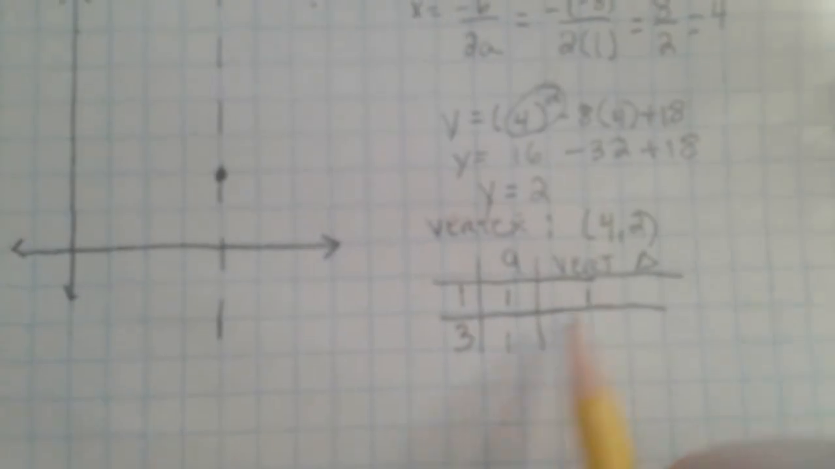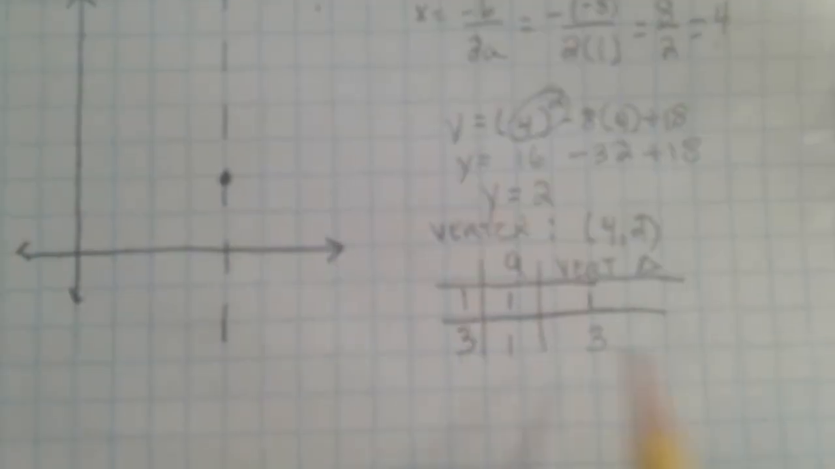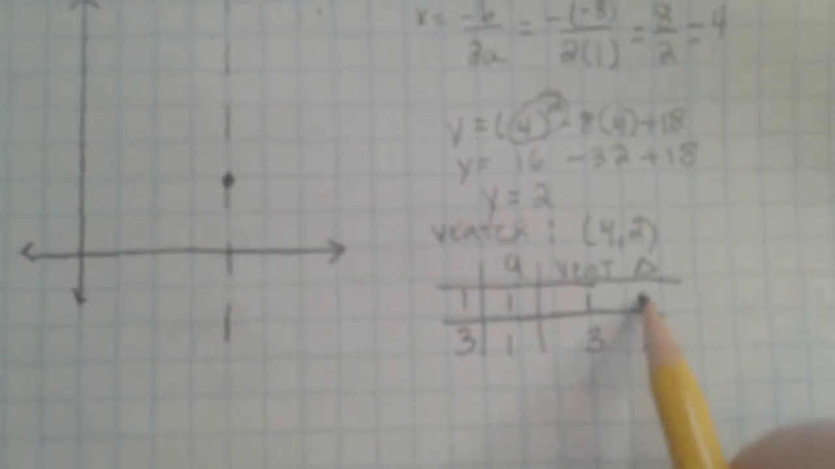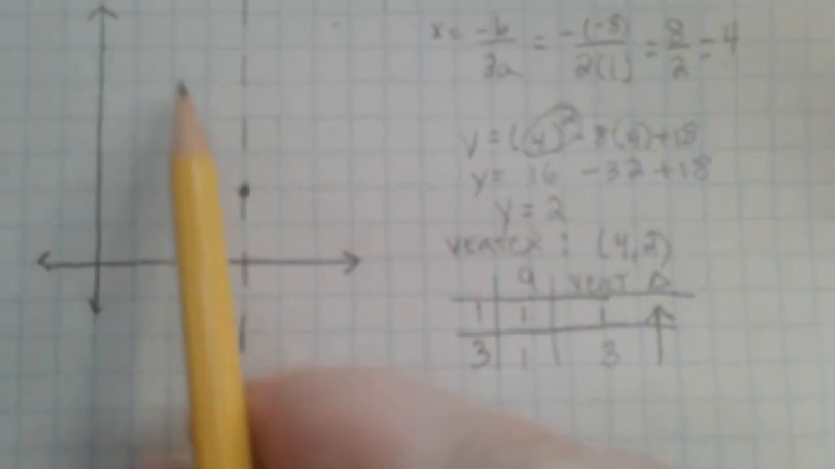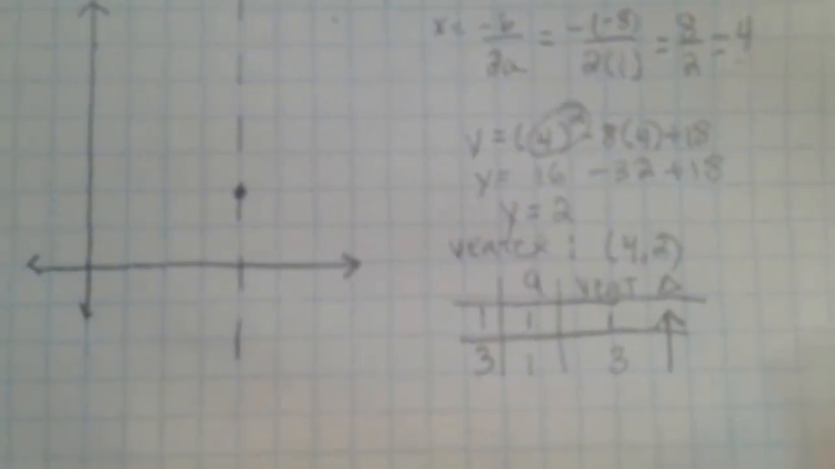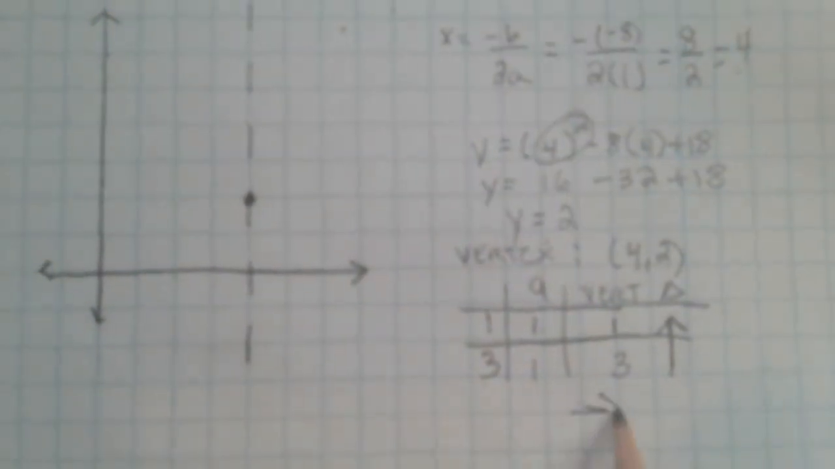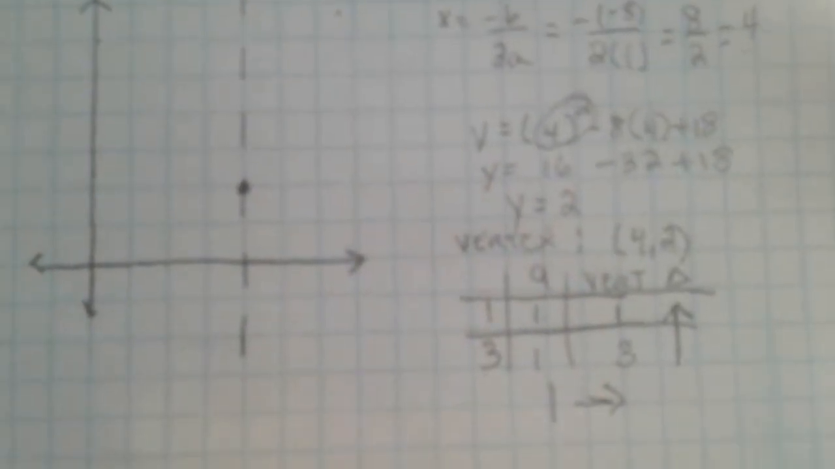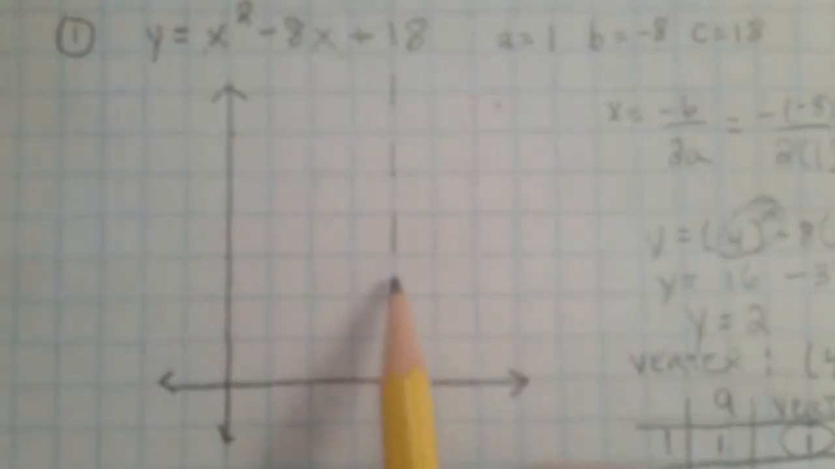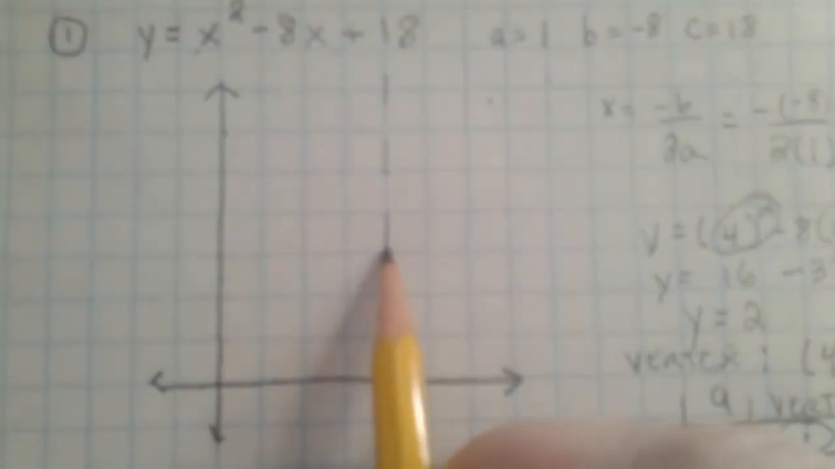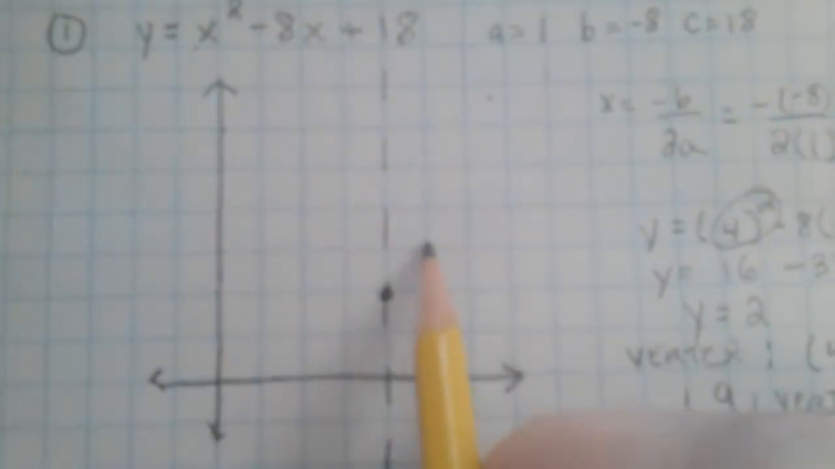I'm going to multiply these numbers together. 1 times 1 is 1. 3 times 1 is 3. These are positive numbers, so the vertical change means we are moving up. The graph, as I said, is going to open up. Now, the horizontal change is always 1 to the right. So this means the first vertical change is 1. So I'm going to come over to my vertex and I'm going to go up 1. As I said, the horizontal change is always 1 to the right.